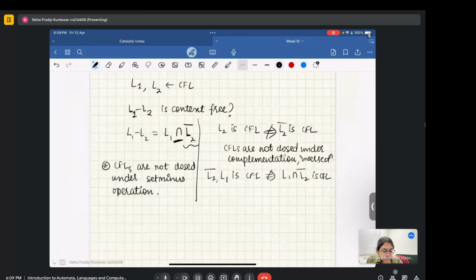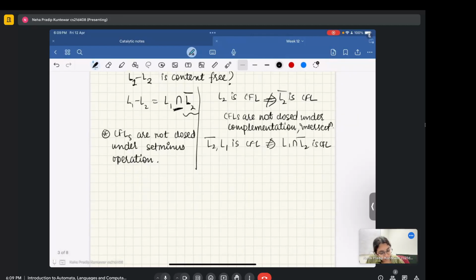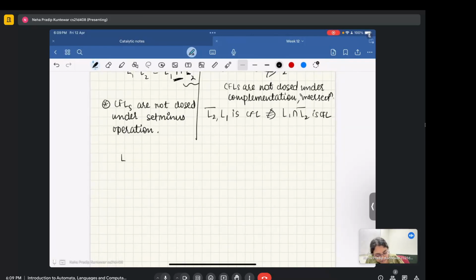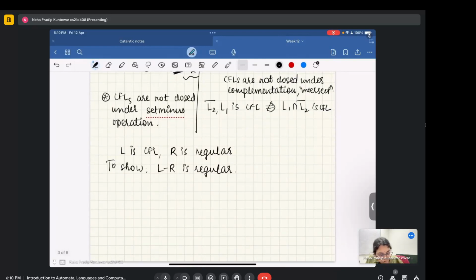Now given this, the question says let us relax the condition. Suppose L2 is not an arbitrary context-free language, suppose we know that it is a regular language. So in addition we know that L is a CFL but R is regular, and now you want to show that L minus R is context-free. So this is the question. If you're watching the video, I would suggest that you think about it for a while, maybe pause, and then look at the answer.